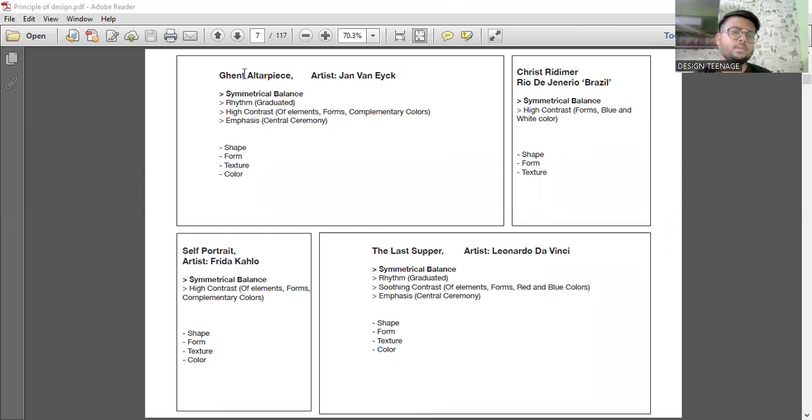So as we were discussing, the very first composition over here was the grand altarpiece made by Jan van Eyck. What the design principles and elements of design are is mentioned over here. The next one is the self-portrait, the artist is Frida Kahlo. The last one is the Last Supper made by Leonardo da Vinci. And this one is the Christ the Redeemer in Rio de Janeiro, Brazil, the location of the structure. This is what you need to remember, because you might be shown something from this particular composition, and there have been some questions related to the same.